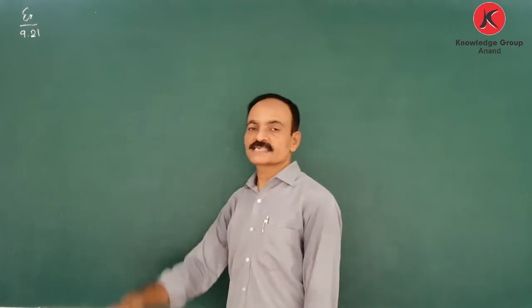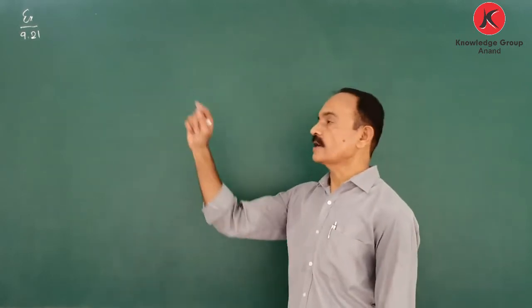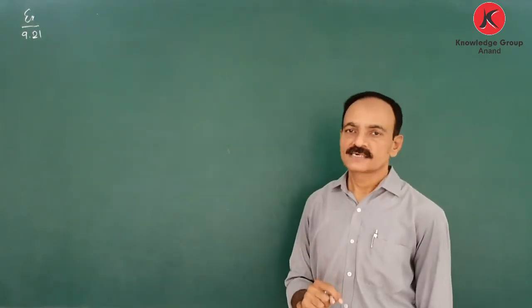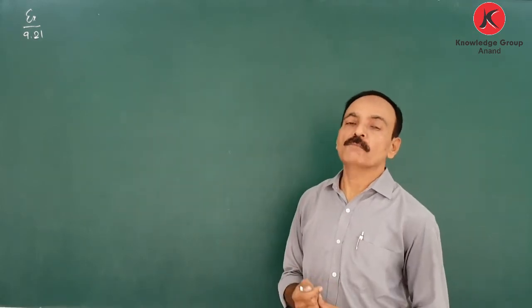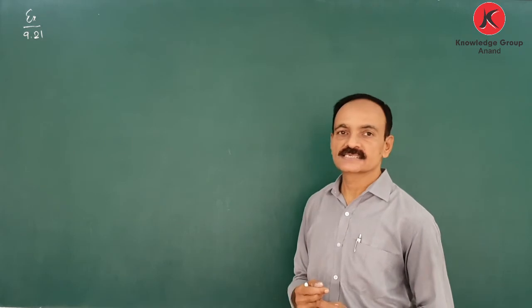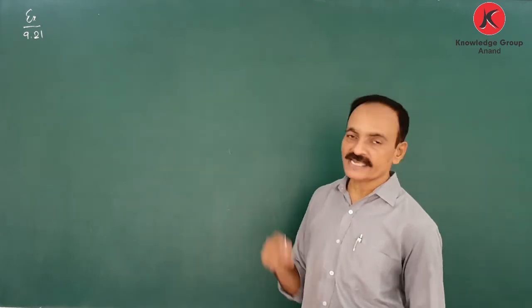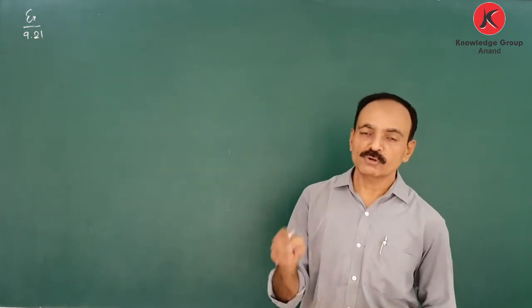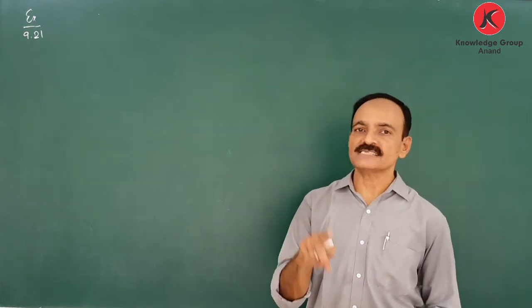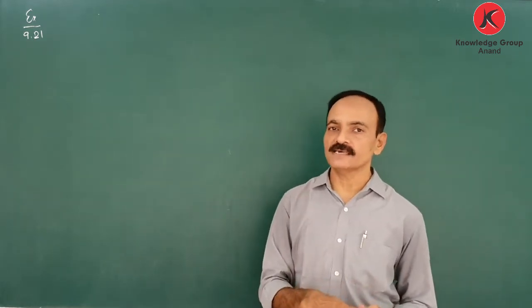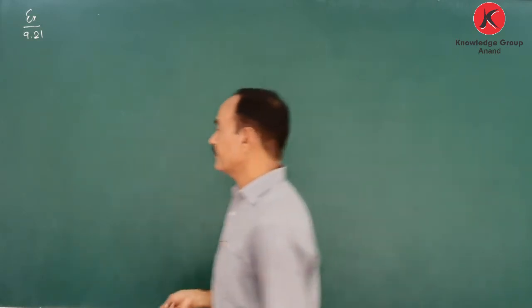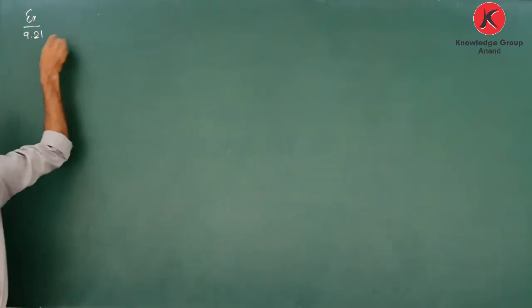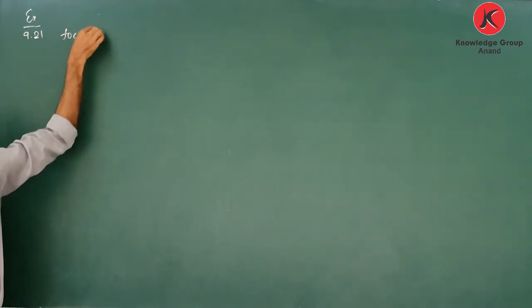Okay, now next is 9.21. That depends on the equation of a lens. Here, find the effective focal length of the combination of two lenses in exercise 9.10. In 9.10, two lenses are given. One is a convex lens with focal length 30 centimeter, and the second is a concave lens with focal length 20 centimeter.